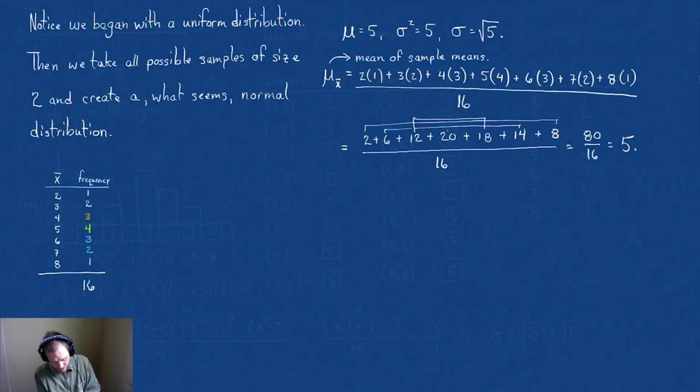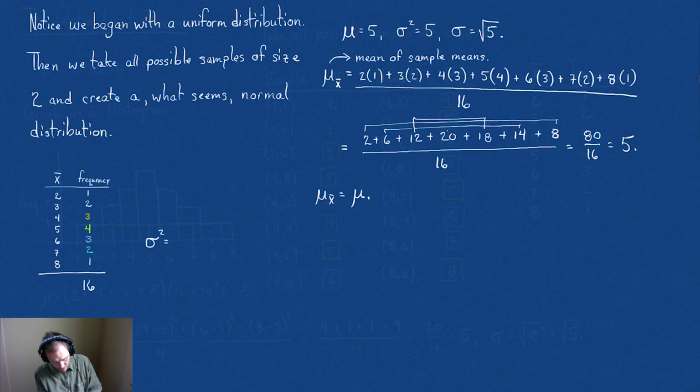That's 5. Wait a minute. Weird, the mean of the sample means is the same as the mean. Okay, that's the first point. Second point, well, let's find the variance.